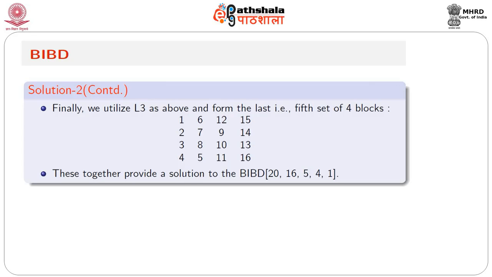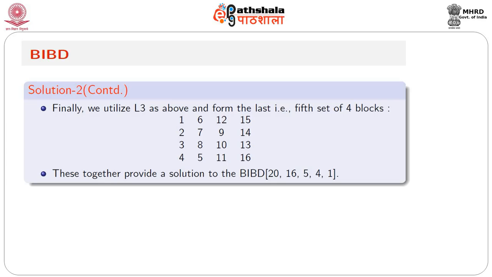Every treatment occurs exactly 5 times because in every square, in every formation, every treatment occurs exactly once and there are 5 formations. Therefore, the treatment replication is 5 and one can see that any pair of treatments, they occur together exactly once. So this gives us a BIBD with parameters 20.